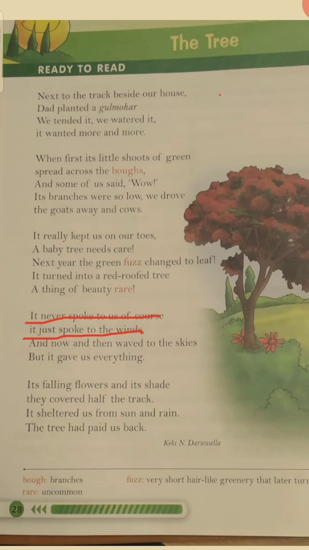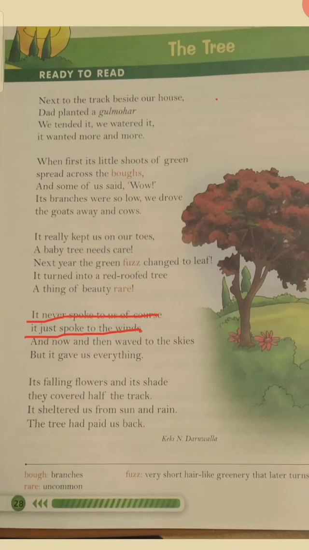Because if you go near a tree and say something, the tree never responds to you. But when the wind comes, then it starts blowing. Yes, so the speaker is telling us that the tree never speaks to any family members, but it only speaks to the wind. Next line.